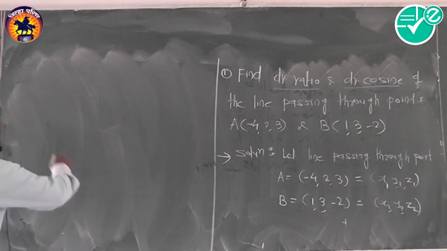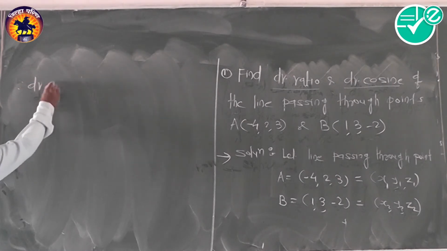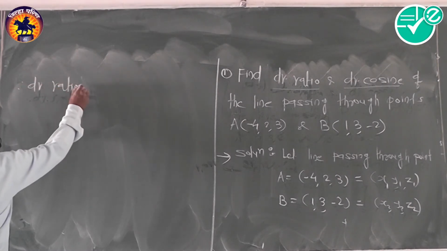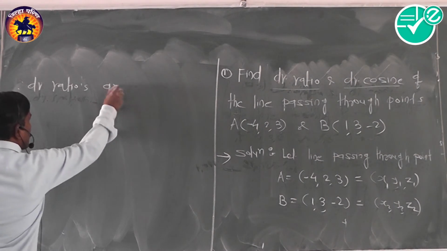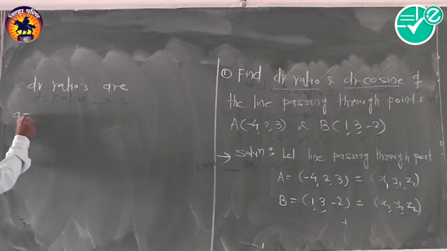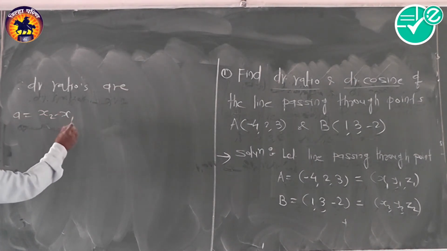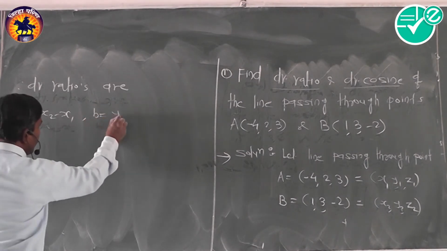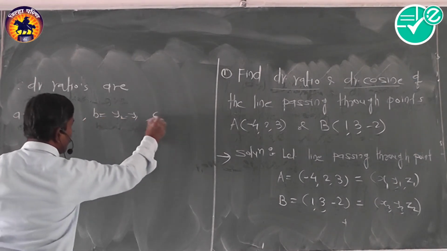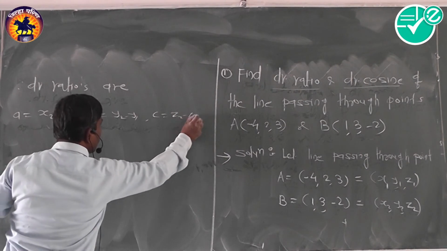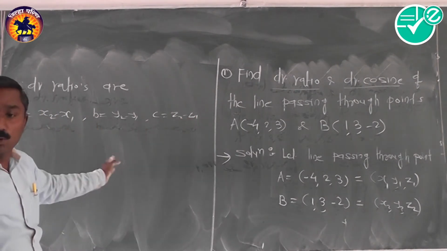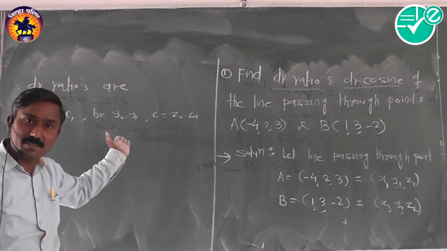Here the direction ratios are a is equal to x2 minus x1, b is equal to y2 minus y1, c is equal to z2 minus z1. We have just noted this in the remarks.